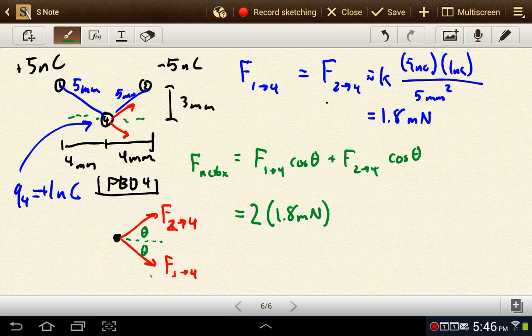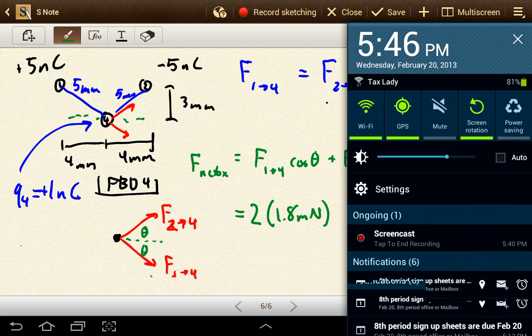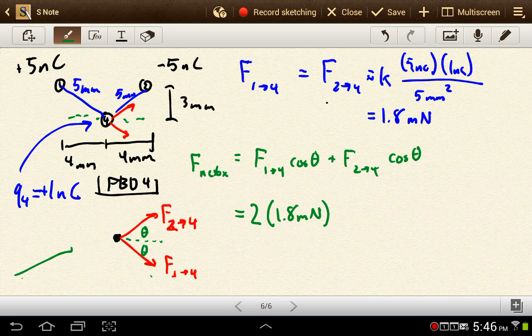is going to equal 2 times 1.8 millinewtons. And then the cosine of theta: remember this little triangle here, this was 3 millimeters, this was 4 millimeters, and the hypotenuse was 5 millimeters, so the cosine is 0.8.